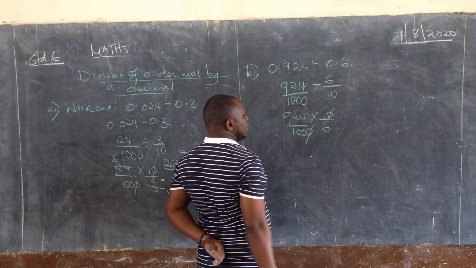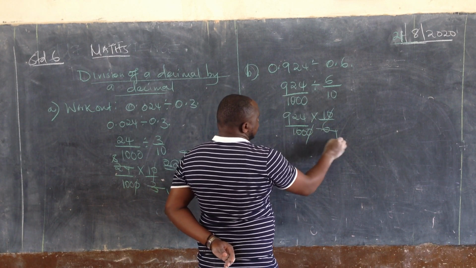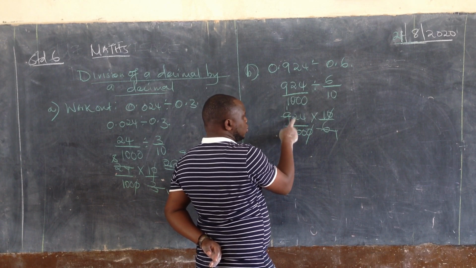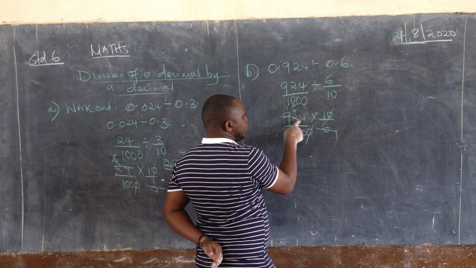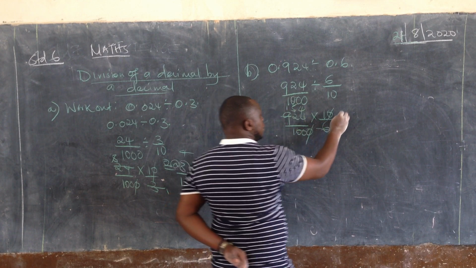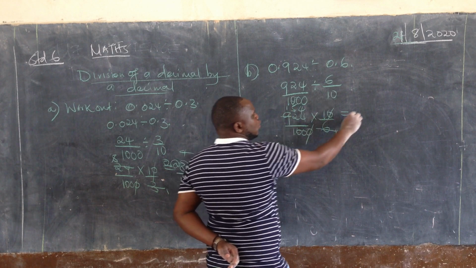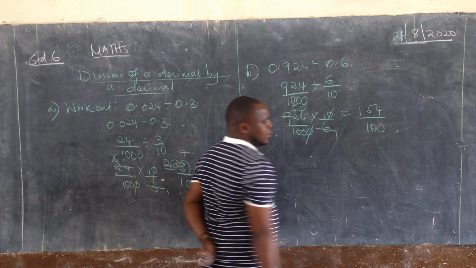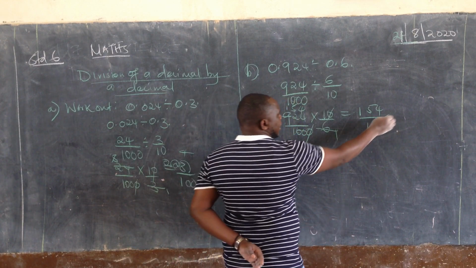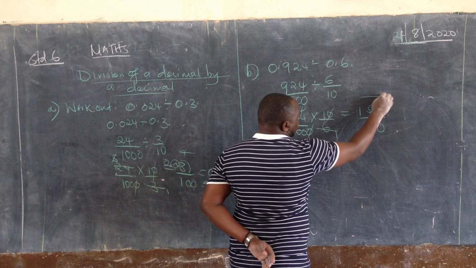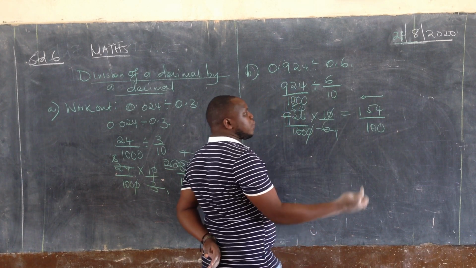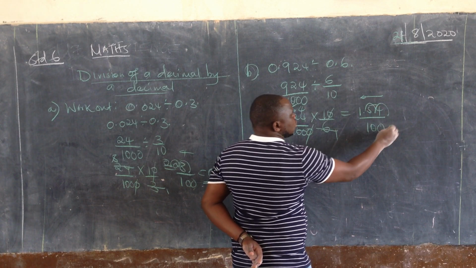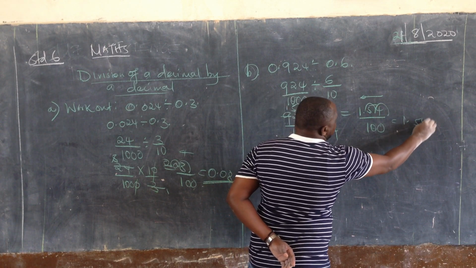This and this will cancel. By 6, 1, by 6, 1, 9 minus 6 is 3, 32, 5 sixes are 30, remaining 24, 4 times. So in this case, we have 154 times 1, which is 154 over 100 times 1, which is 100. From there, the decimal point is here. So we are dividing. The decimal point moves backward. How many times? 1, 2. So your answer is 1.54.